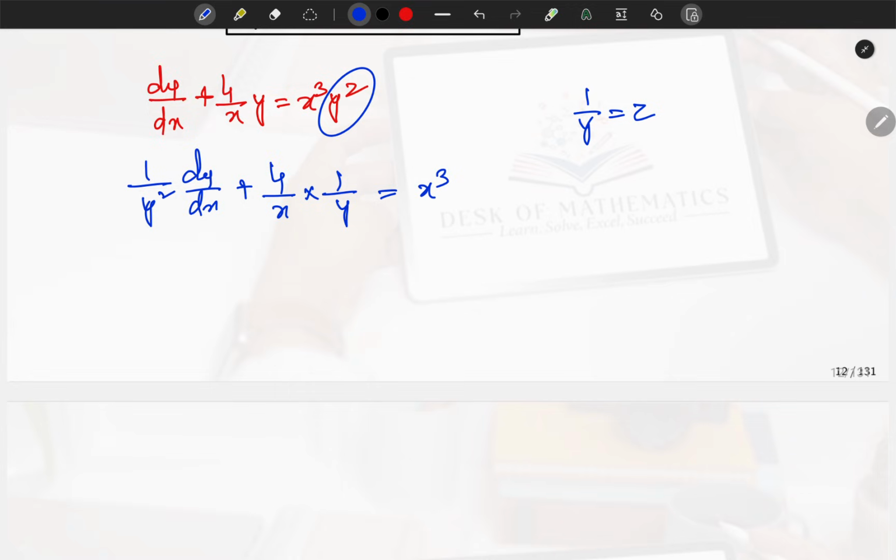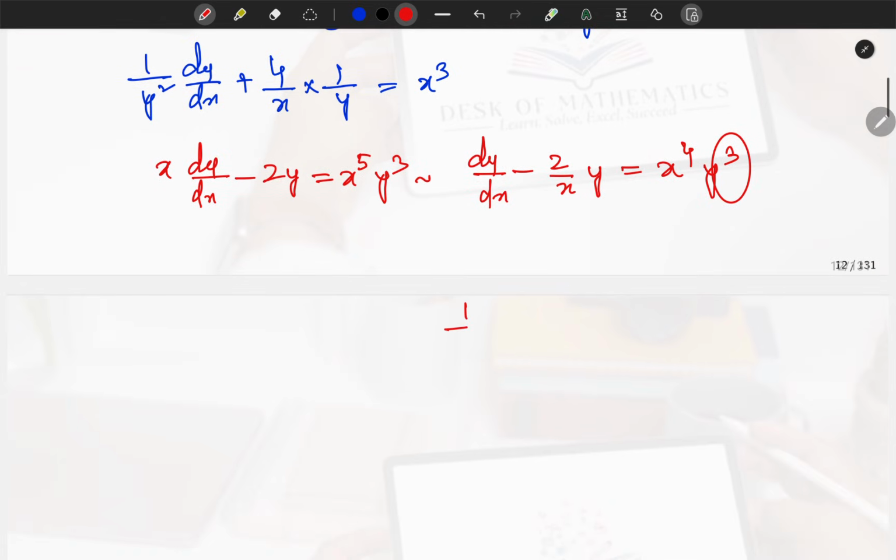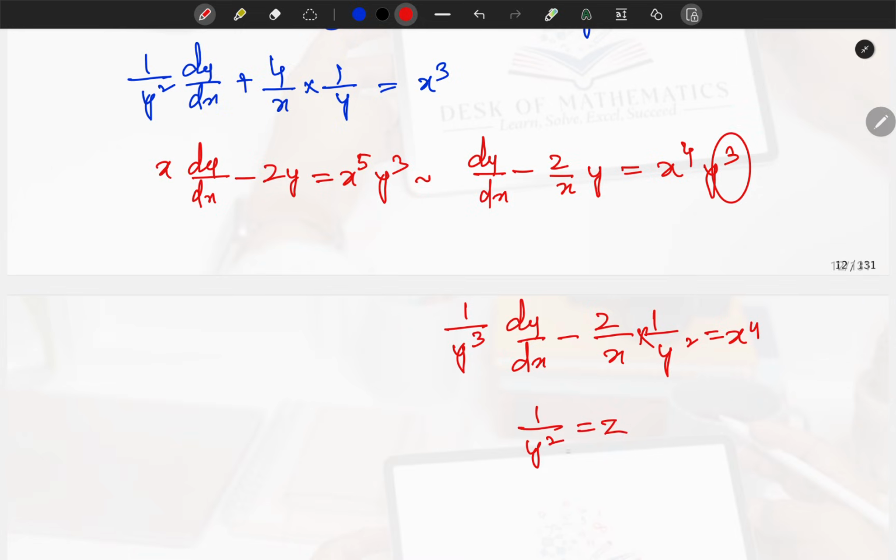Similarly, you can practice another one: x dy by dx minus 2y is equal to 5y cube. First divide by x, it will be dy by dx minus 2 by x y is equal to 4y cube. Now divide by y cube throughout, so that is 1 by y cube dy by dx minus 2 by x into 1 by y square is equal to 4. Put 1 by y square as some number z and differentiate on both sides.